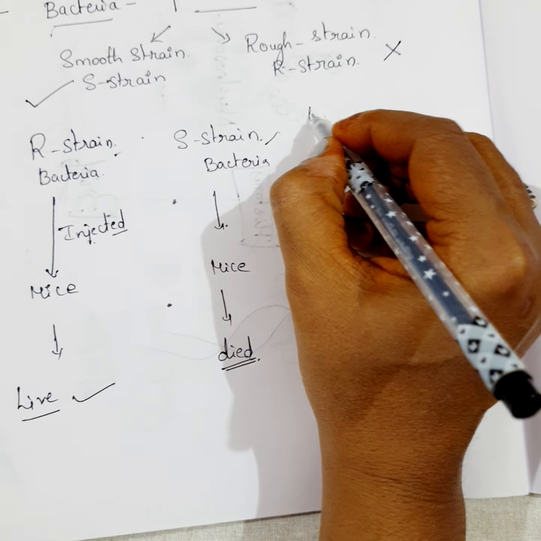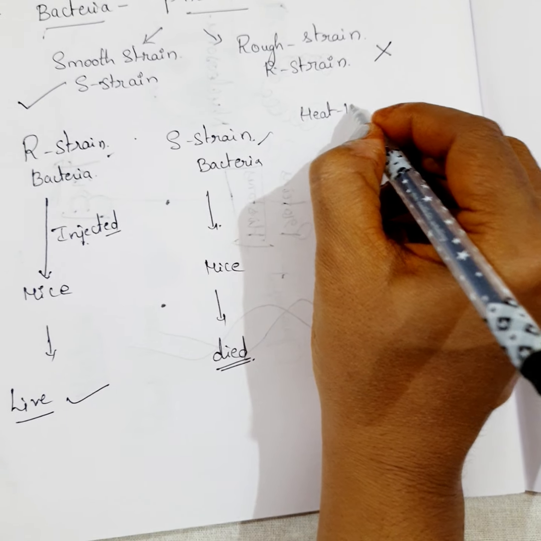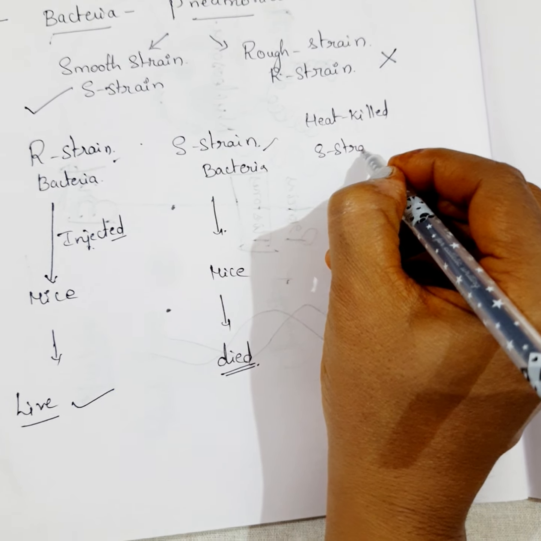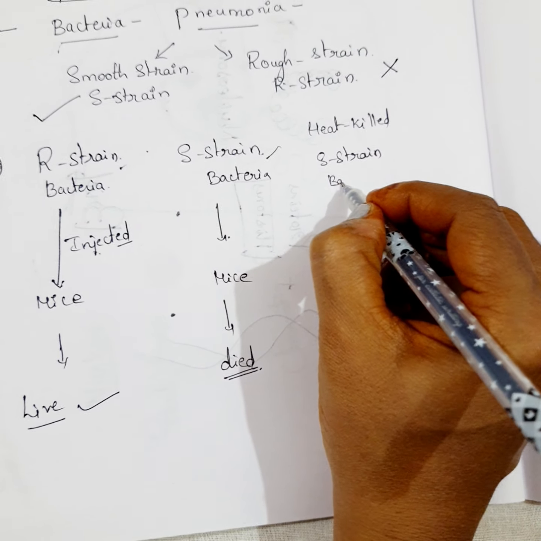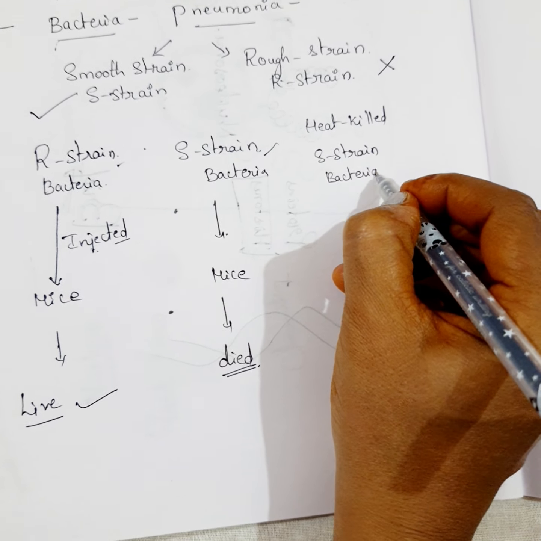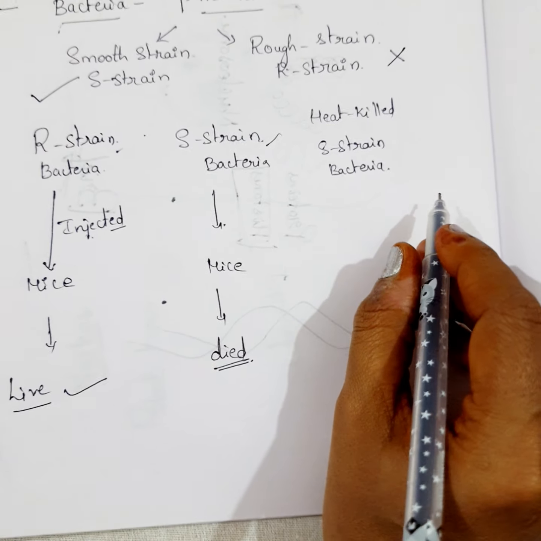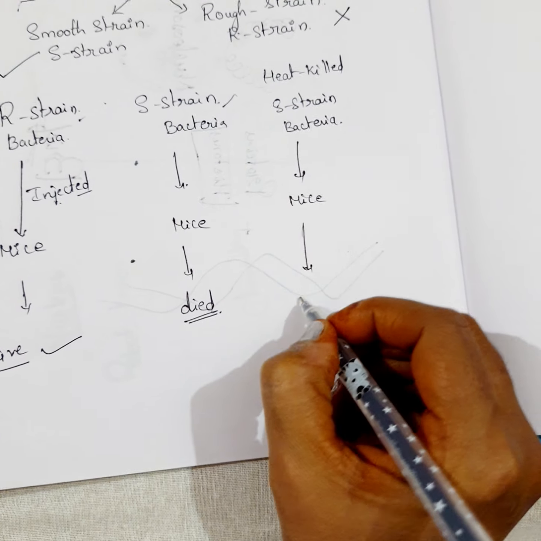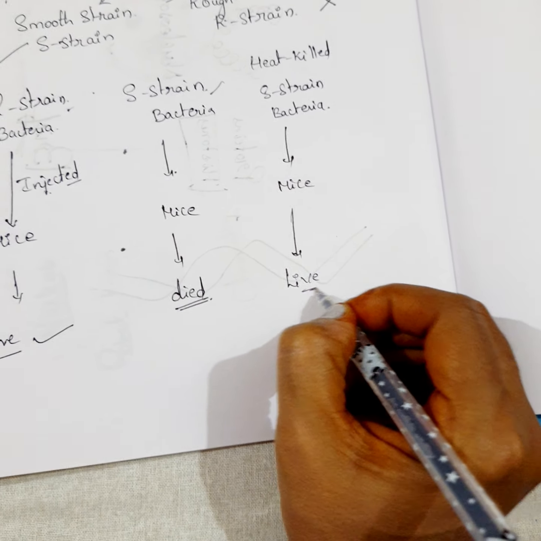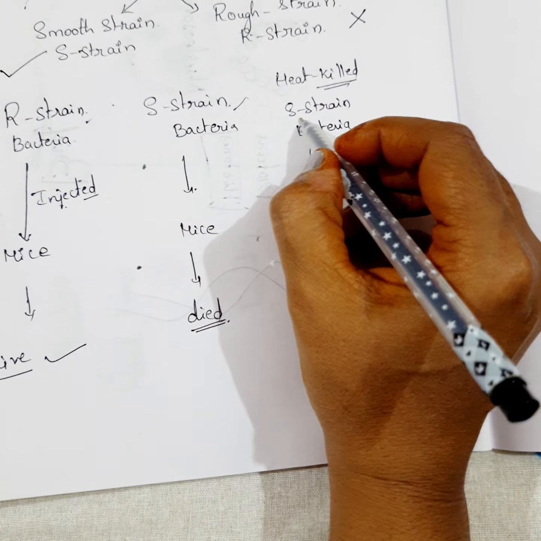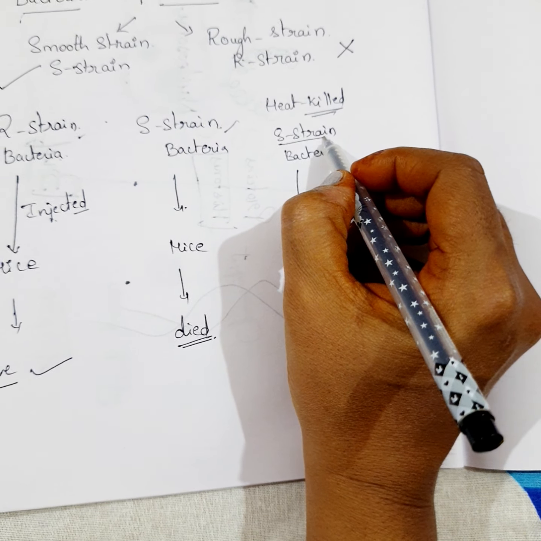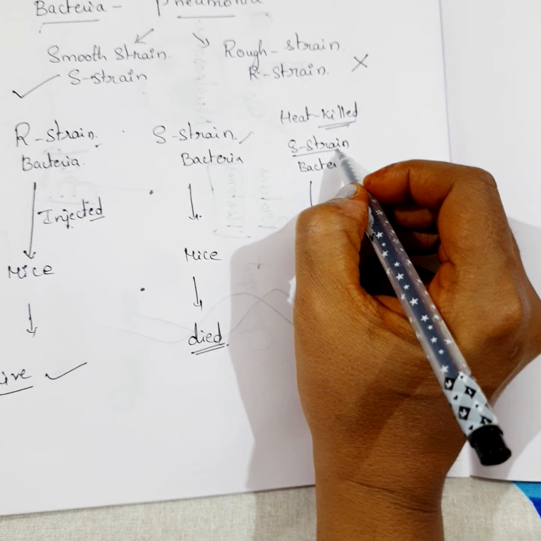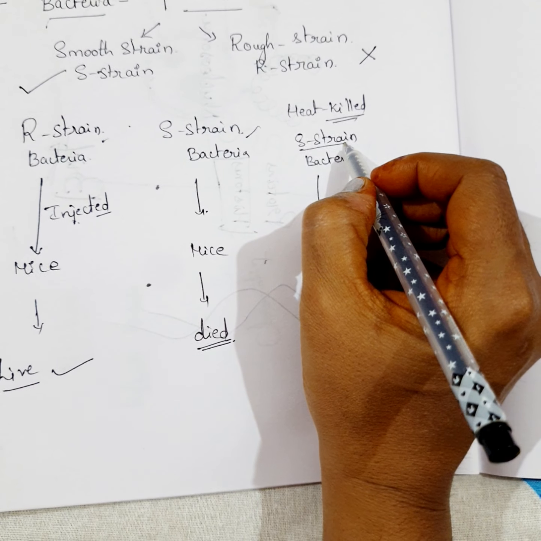Later on he heat killed the S strain bacteria, meaning he gave heat to them so that they became inactive, and he injected them into the mice. Later he found that the mice were alive, because when he gave the heat, the S strain bacteria became inactive, and their disease-causing properties were, we can say, suspended.